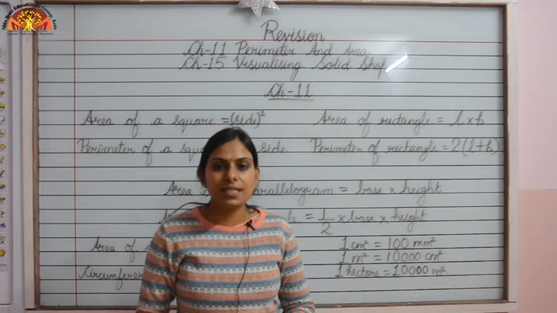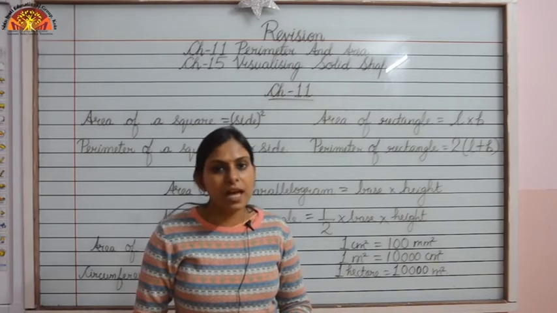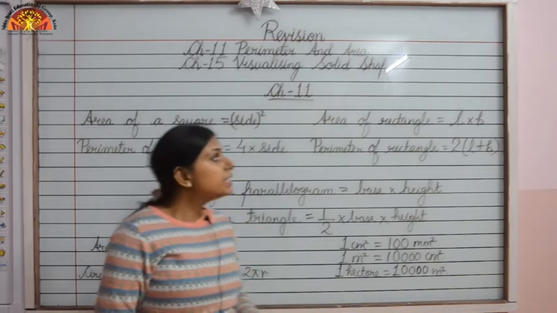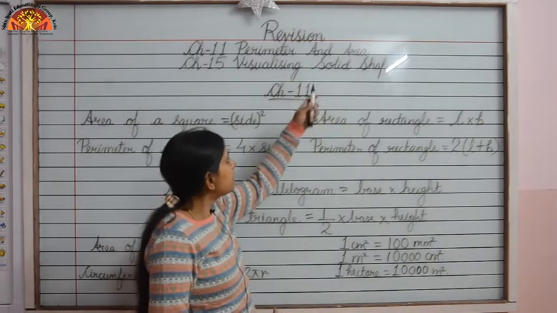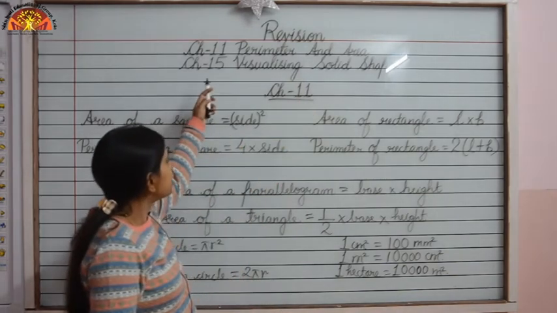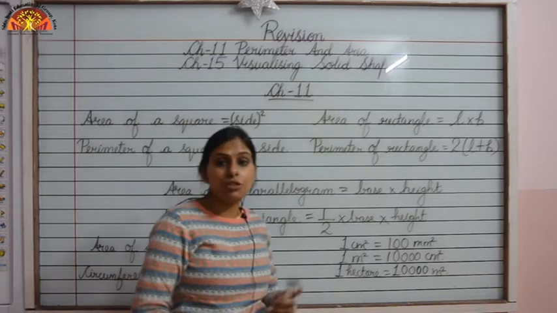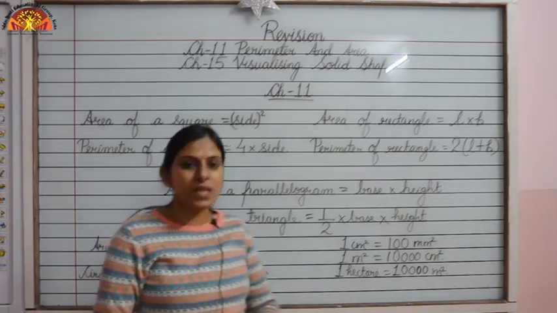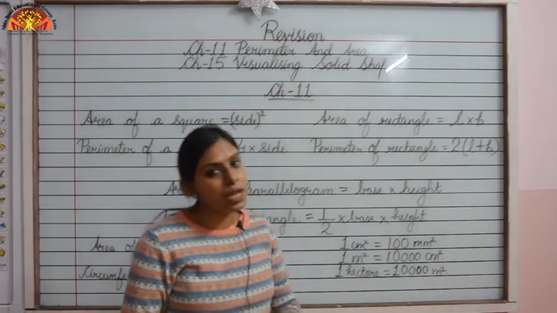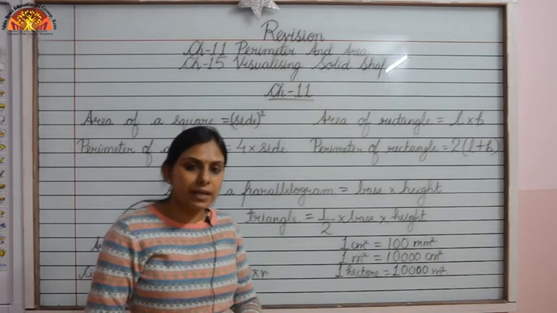So today we are starting with the revision. Today we will have the revision of two chapters, that is chapter 11, perimeter and area, and the next chapter is chapter 15, that is visualizing solid shapes. First of all we are starting with the revision of chapter 11, that is perimeter and area.